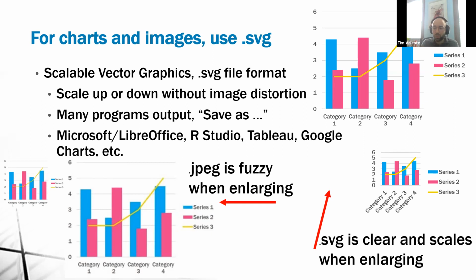Whereas with a JPEG, these are called the raster file types, you see when you enlarge it, it gets blurry. So you're stretching those pixels out. And you don't want a blurry image, it's hard to read. So many programs will output this file format. Of course, you could always right click, save as, and try to convert it in the program. So PowerPoint will do that for you. And if you're using statistical software, RStudio, Tableau, even Google Charts and Excel, it will output it as a .svg. So calling your attention to that, you don't want blurry graphics.